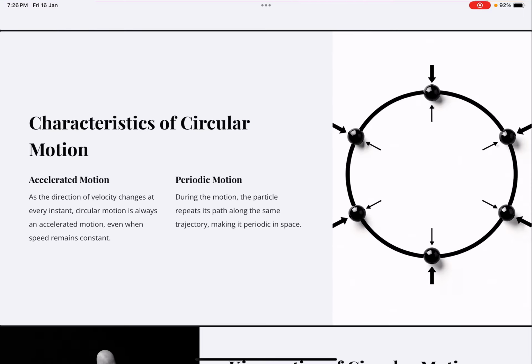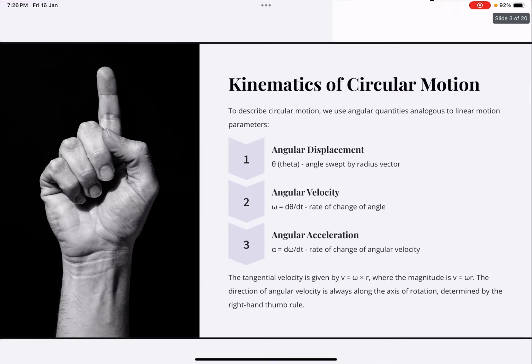Circular motion, we have studied, is basically an accelerated motion, because what changes is the velocity there. As direction changes, it might change even the speed, but there could be cases where the speed is constant and the direction changes. So circular motion is essentially an accelerated motion, and it is periodic. Periodic in the sense that the particle repeats its path along the same trajectory, making it periodic in space. So these are the characteristics of circular motion.